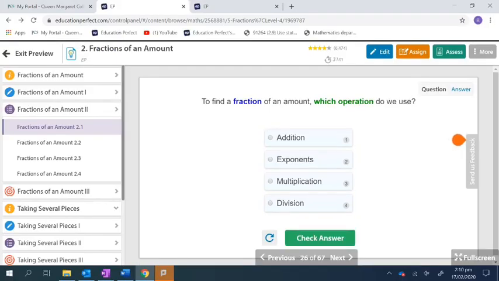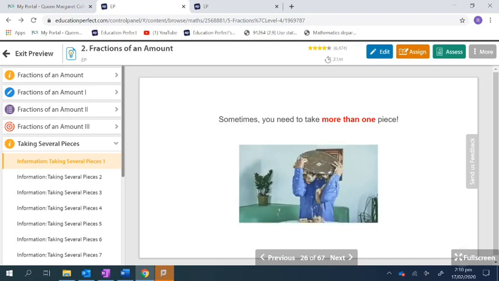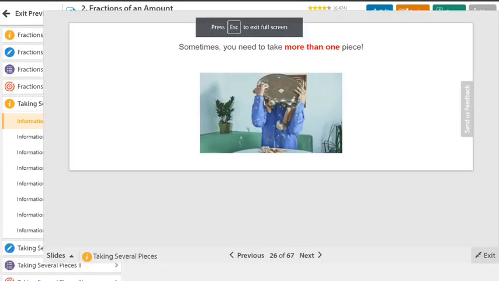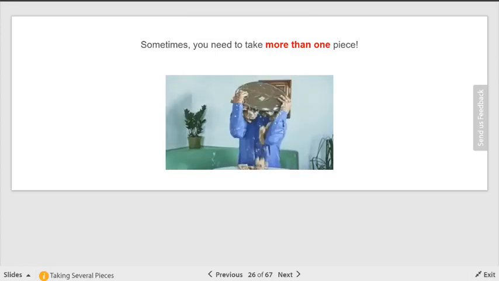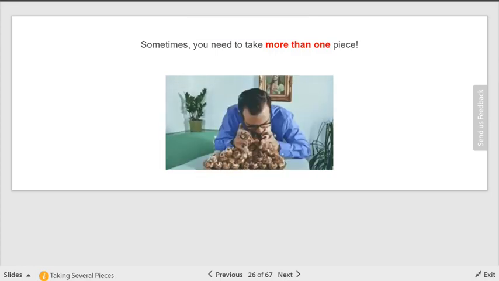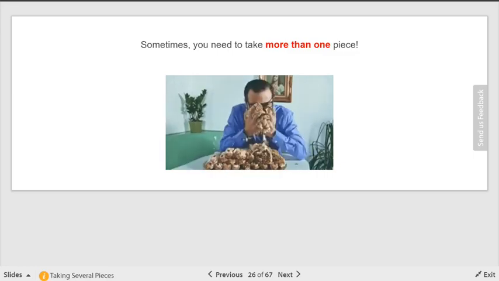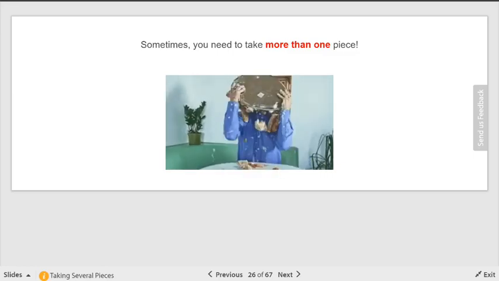All right. Now, but sometimes we want more than one piece of something. So I may want not one. I don't know what those are. I have no idea what they are, but they must be delicious.